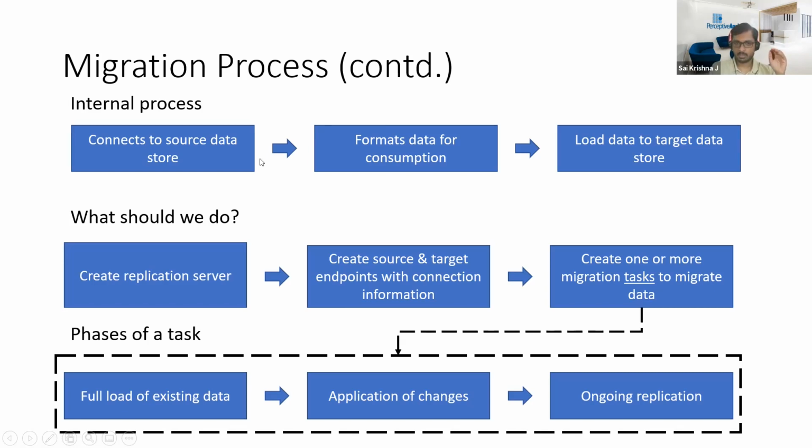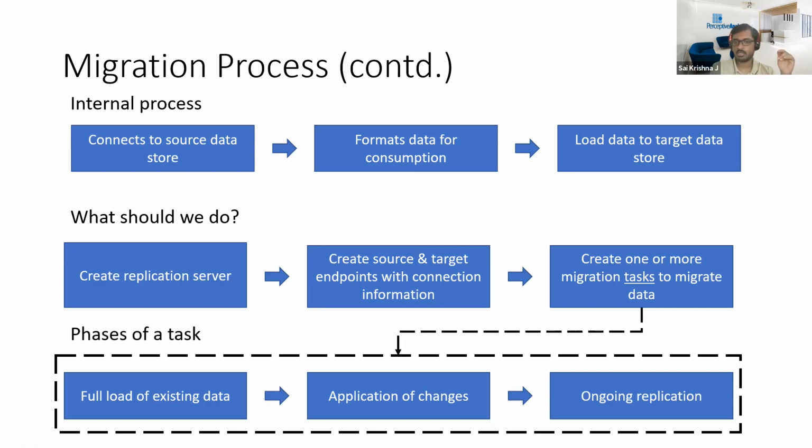But in order for us to initiate this internal process, what should we do with the AWS user interface? This is what we do. I'll be showing you that process in a minute. But what you actually do is you log on to the AWS platform, and then you go to the DMS option. And then the first step is you create something called a replication server. Then the second step is to create source and target endpoints with connection information. So source is nothing but you're saying, I'm migrating data from my Oracle database, and my target database will be the Amazon Aurora database.